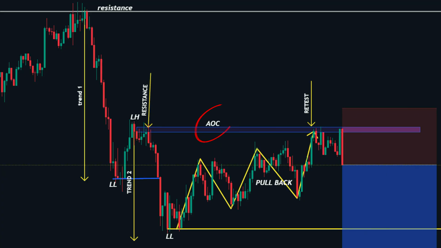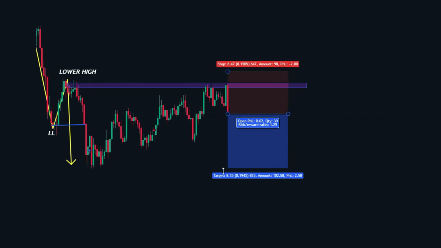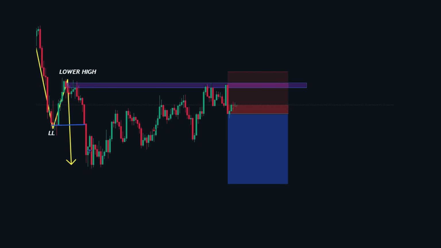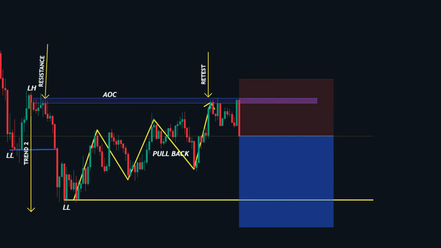I do not sell just because price touches the zone. The touch only tells me price has reached the area. Confirmation tells me whether the area is being respected. For this setup, the confirmation is price retests the AOC, fails to hold above it, and rejects back in the planned direction. Once price reacts from the AOC and fails to hold above it, the technical idea becomes cleaner.